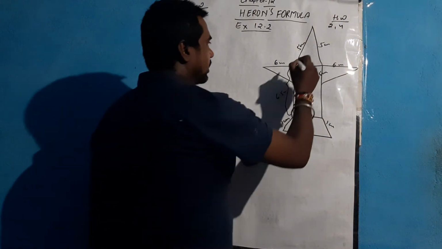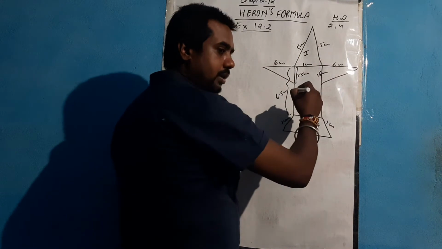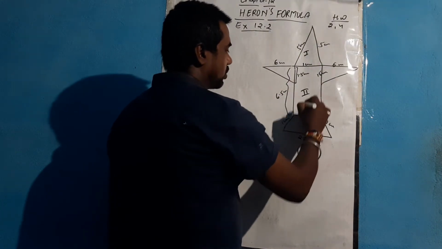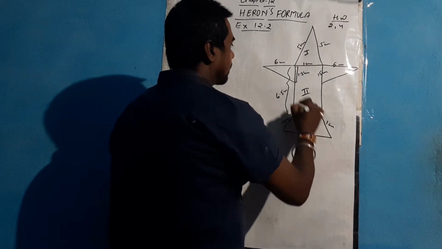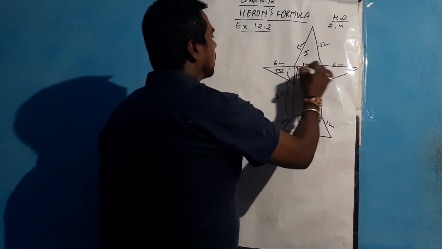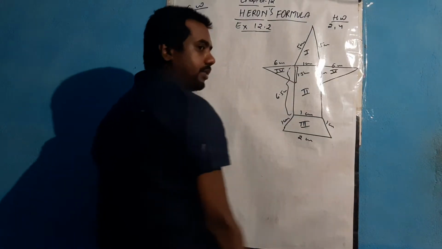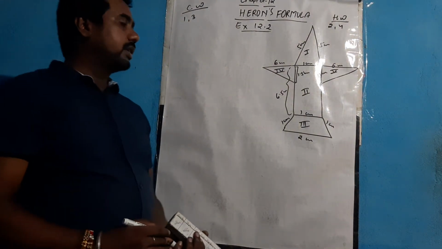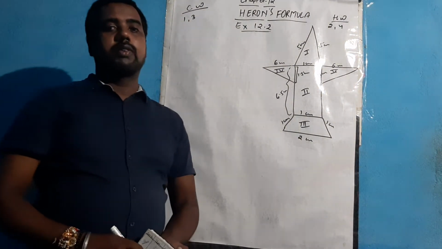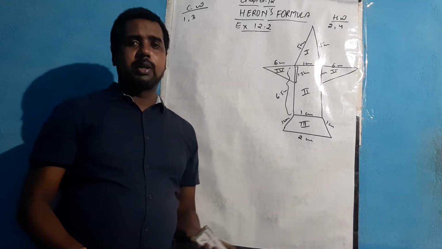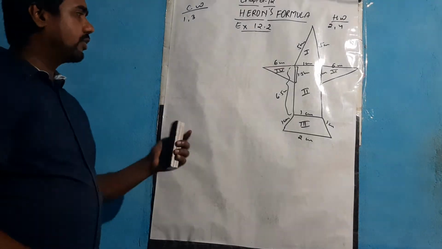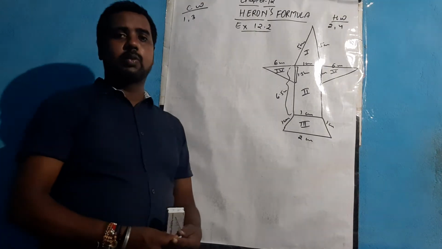If you take this as figure 1 labeled, this as 2, this as 3, this as 4, and this as 5. It means we need to find the area of all 5 parts. If it is not labeled according to your question, you can change the labeling also. Now we'll try to find the area of all these 5 parts one by one.